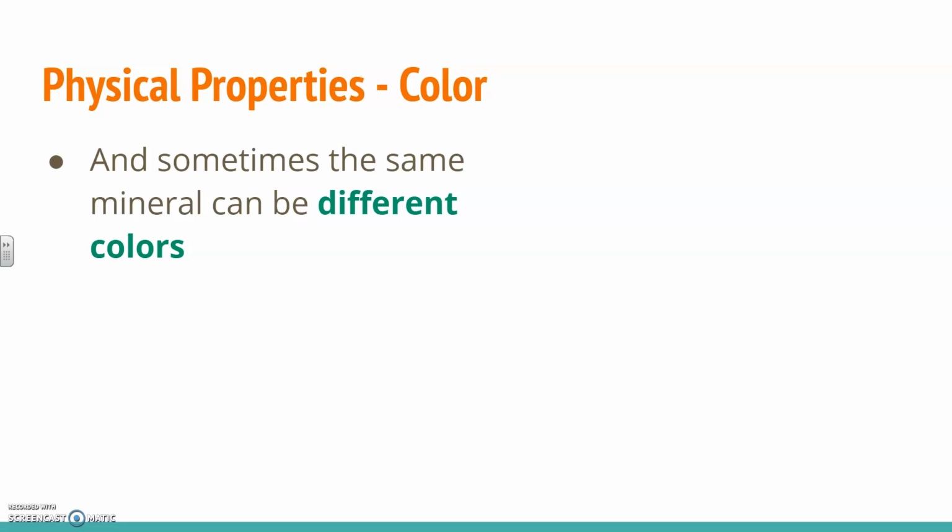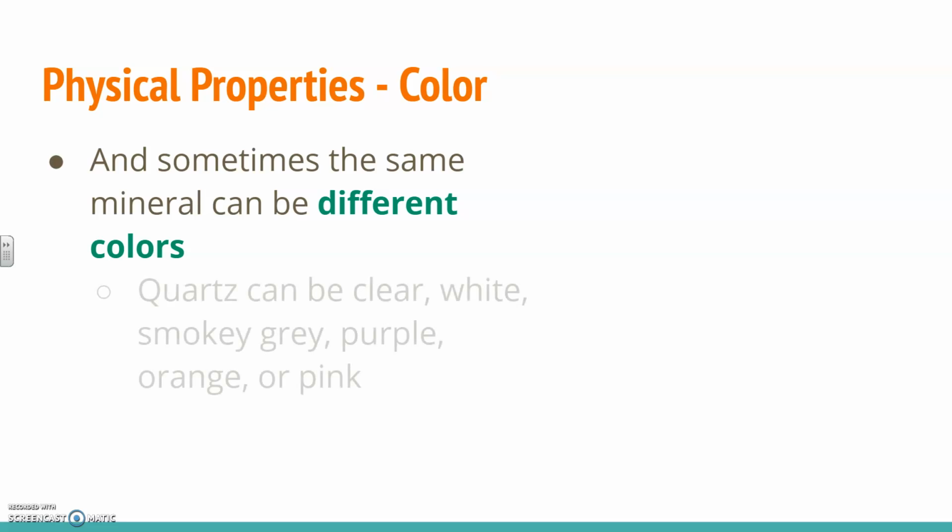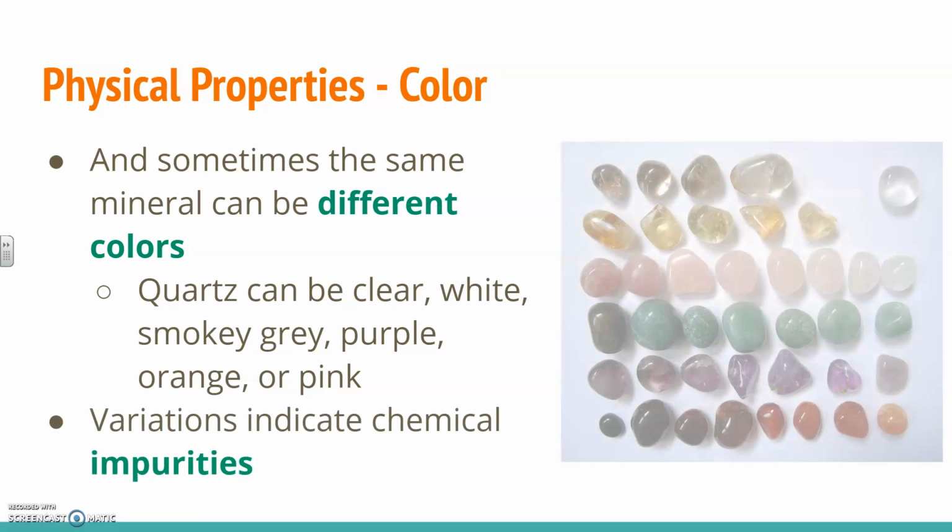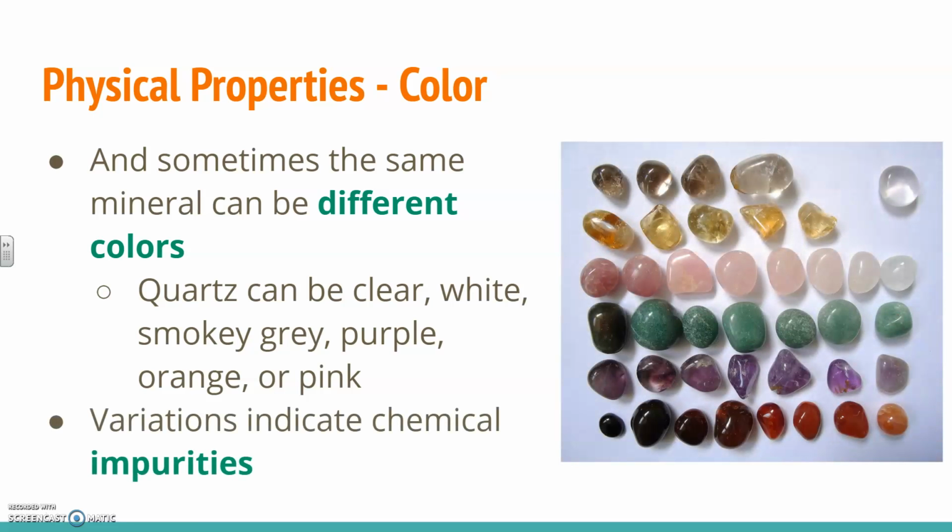Sometimes the same mineral can actually be different colors. So quartz, for example. Quartz can be clear, white, smoky gray, purple, orange, or pink. You might even see down here some black or red. These variations indicate chemical impurities. So what that means is while the crystals were forming, hardening, and setting, something went wrong.